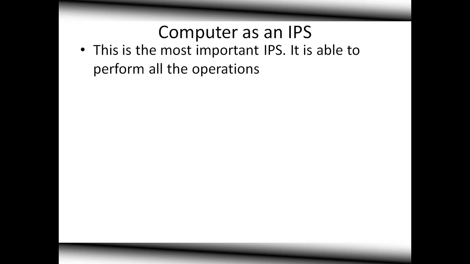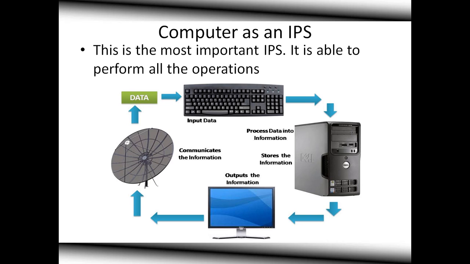and the computer can perform all the operations that we have already discussed in the information processing cycle. Note that there are other devices or set of devices that can perform some of the processes or some of the operations. Okay, but it's not all of the operations that can be performed by the other information processing systems. But the computer can perform all the operations.